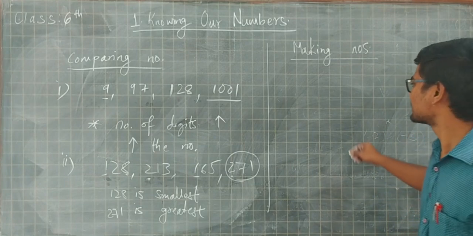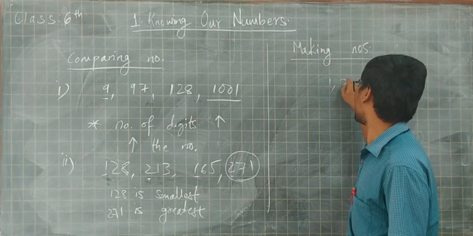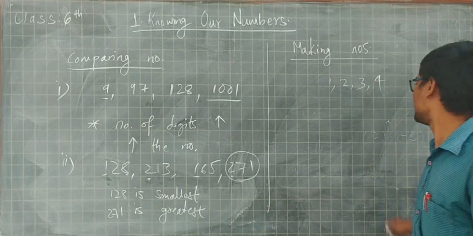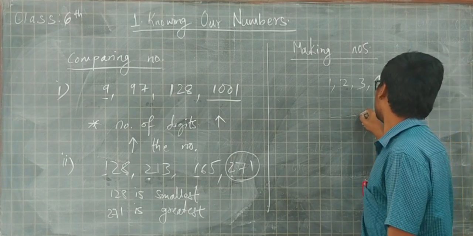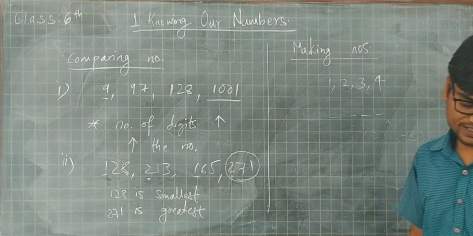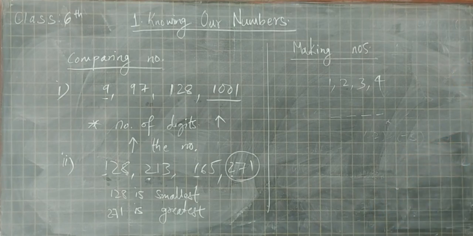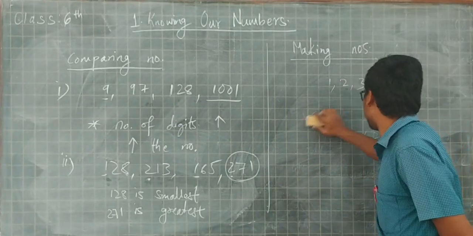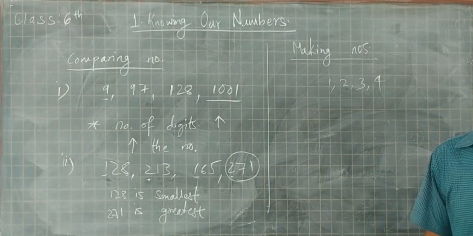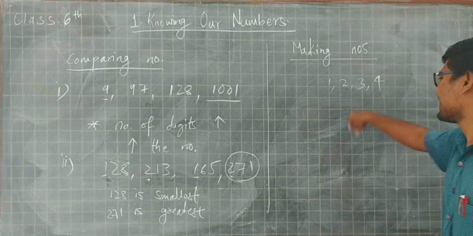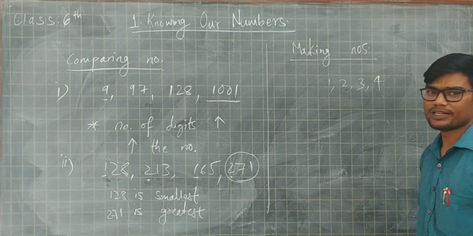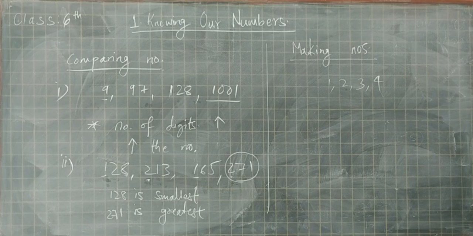How many numbers can we make by using the digits 1, 2, 3, 4? So, how many 4-digit numbers can we make using these 4 digits? Or, let me change the question. This question is slightly difficult. So, what is the greatest 4-digit number which can be made by using these 4 digits one at a time?